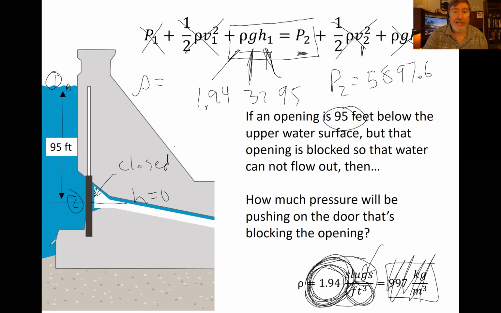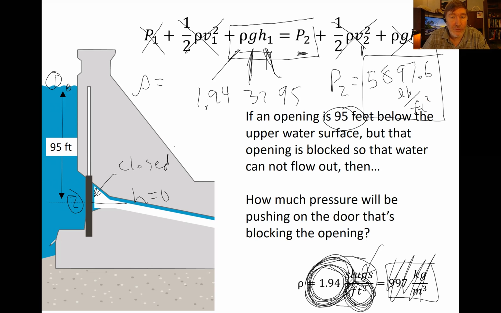So the answer works out to be that the pressure is 5,897.6. And since we're using American units, and since we used cubic feet down here, the units on that are going to be pounds per square foot. Okay, 5,897.6 pounds per square foot. There you go.